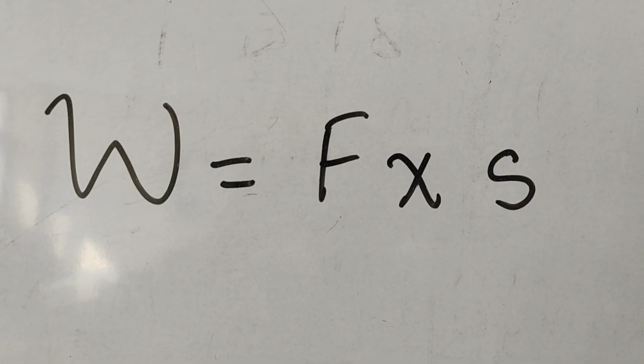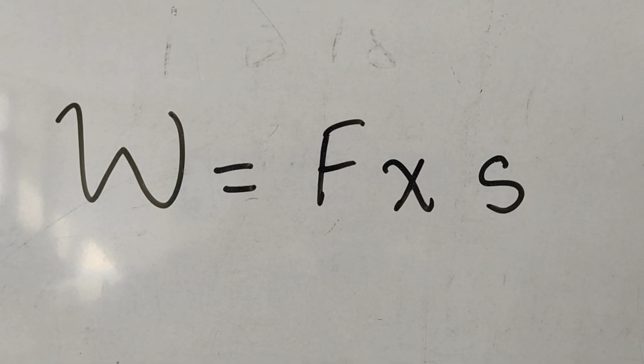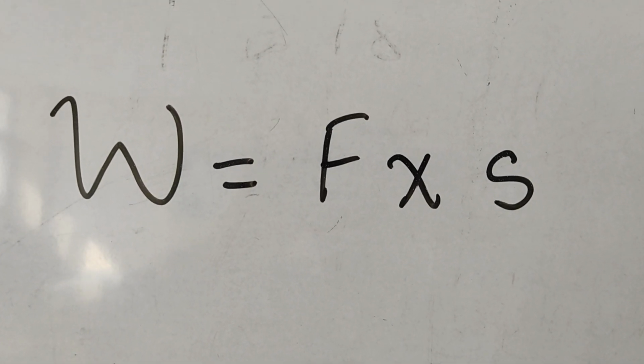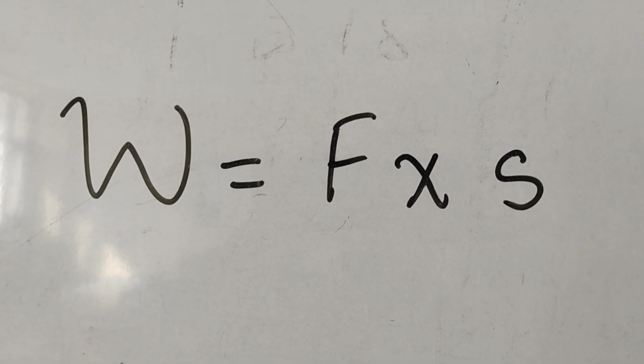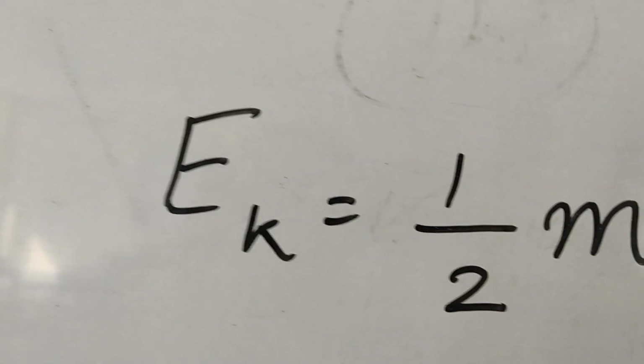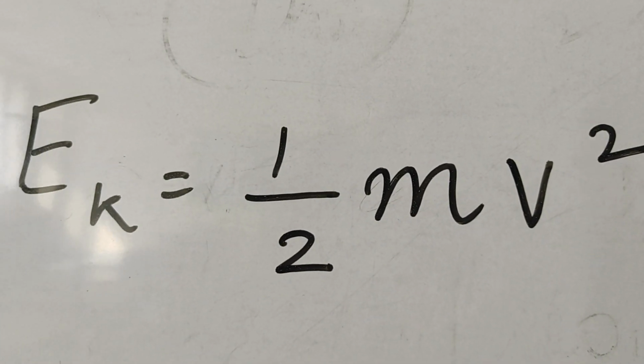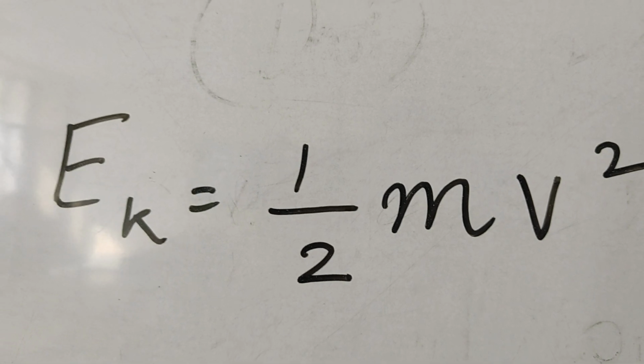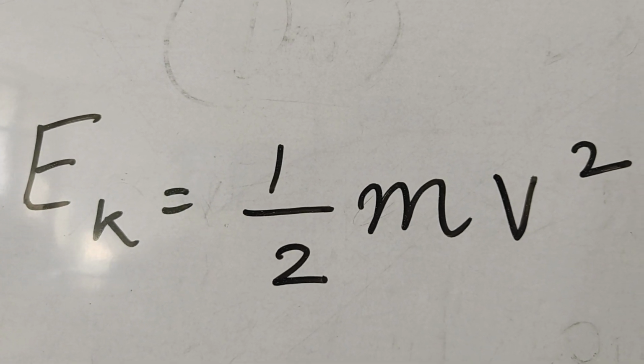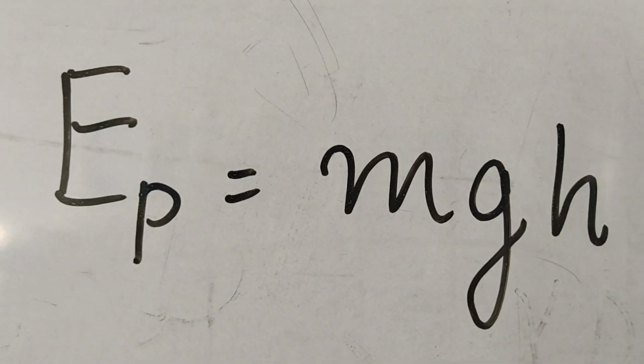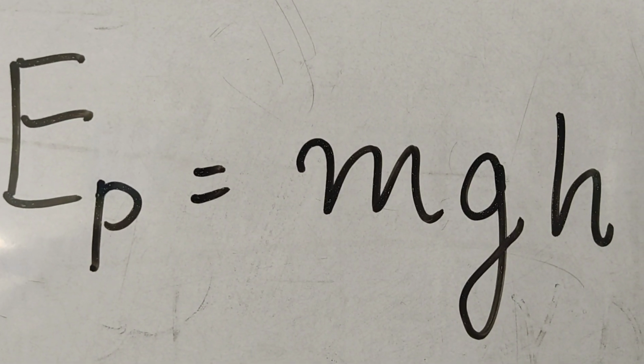So this is the first formula. Work done is force into displacement. W is F into S. Now the second formula, here we have kinetic energy. So here I have written EK is half mv square. Then we have potential energy. EP is equal to mgh.